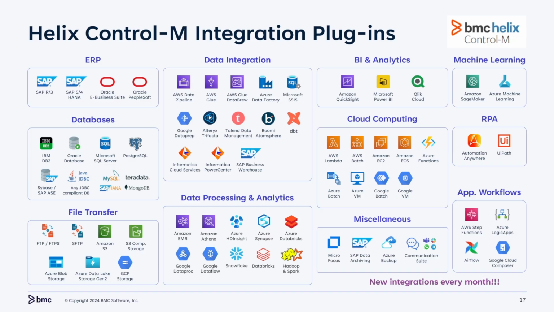They're installed on top of your Control-M agents and allow native integration across major domains, including, for example, ERP systems such as SAP and Oracle, databases, file transfer, and object storages such as SFTP, Amazon S3, and Azure Blob. We have cloud and data platform plugins, including AWS, Azure, GCP, Snowflake, and Databricks, and even plugins for Power BI, Automation Anywhere, and Airflow.